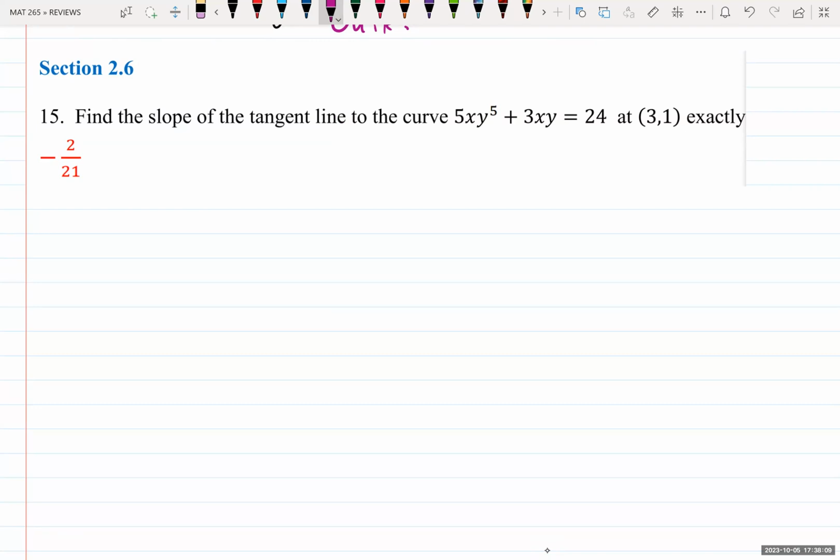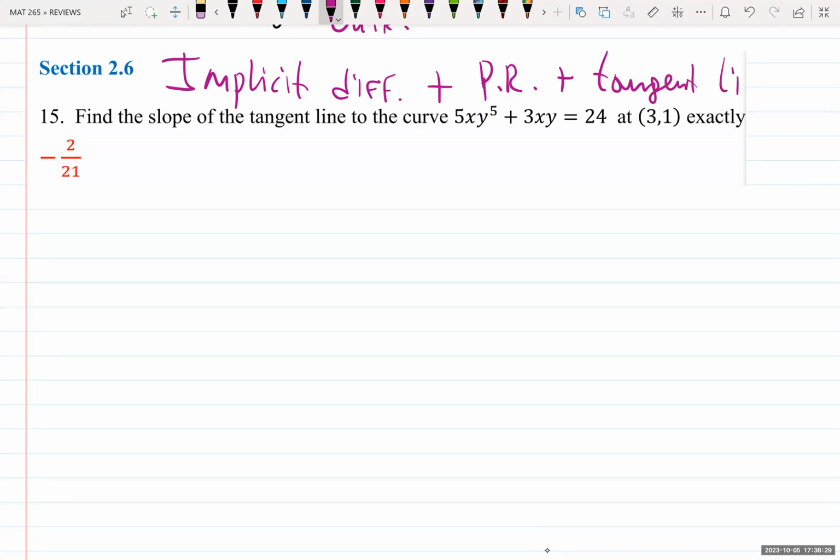So beautiful things was the basic. You learn the basic, now they tell you the truth. Nothing is so simple, and that's how it is. So that is implicit differentiation plus product rule, plus tangent line, the equation of a tangent line. Let's review all three topics at once. That's why I like this problem.